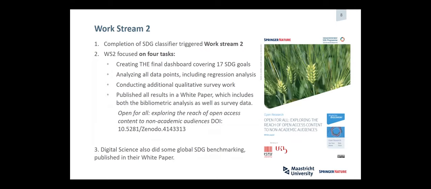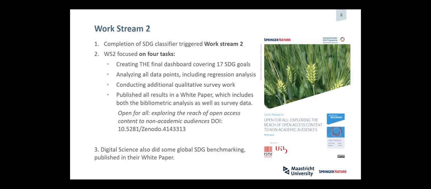The completion of the SDG classifier, along with the prototype dashboard, triggered workstream 2, which then focused on four main tasks. First, creating the final dashboard covering all 17 SDGs. Second, analyzing all data points, including regression analysis of the usage and altmetric data. And third, conducting additional qualitative survey work. And fourth, publishing all results in a white paper downloadable from Zenodo.